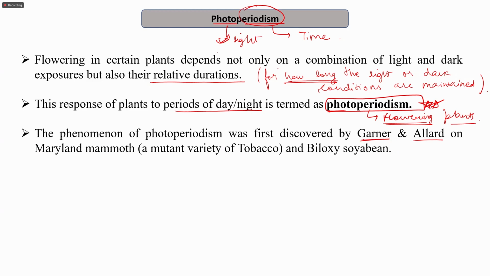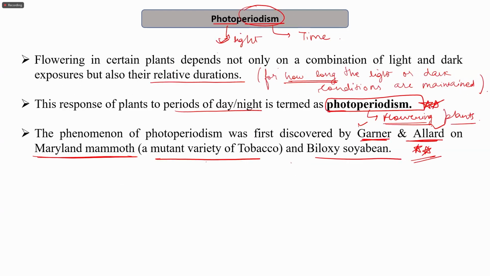It was first discovered by Garner and Allard, where they checked for the blooming of the flowers when the plant is exposed to different time periods of light. The plants in which it was shown were Maryland Mammoth, which is a mutant variety of tobacco, and Biloxi soybean. This is important: photoperiodism was first shown by Garner and Allard on these plants.